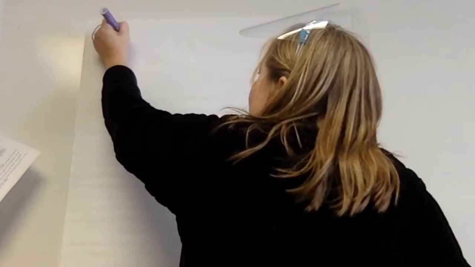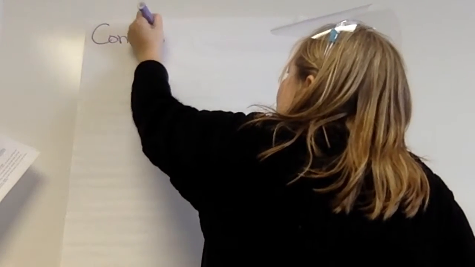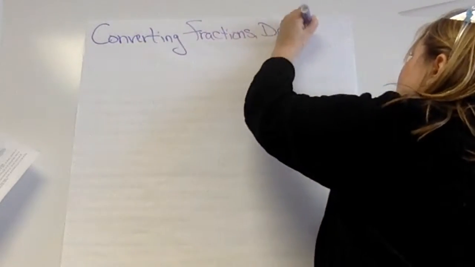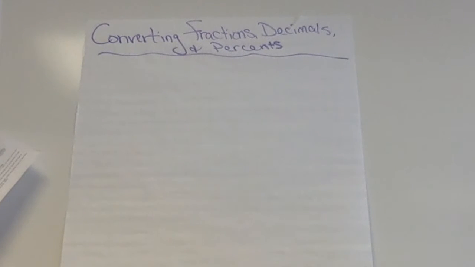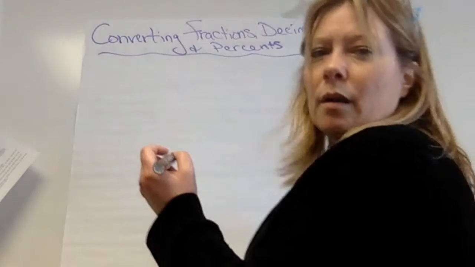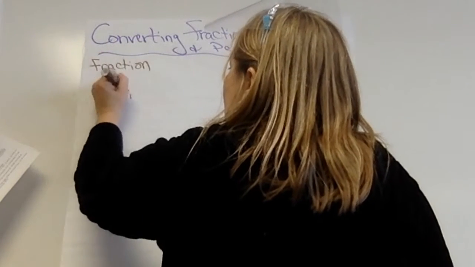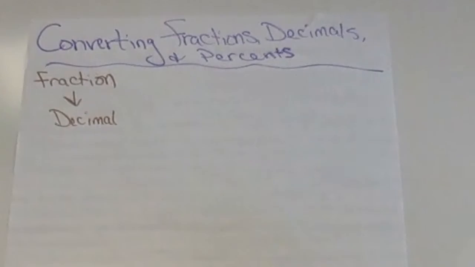Decimals and percents. So we'll just have some worked out examples and then we'll do that. Let's go fraction to decimal. Fraction to decimal, we'll start there. Fraction to decimal, that's what the arrow is.